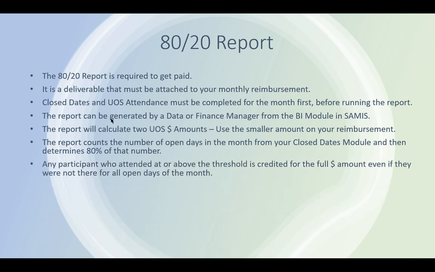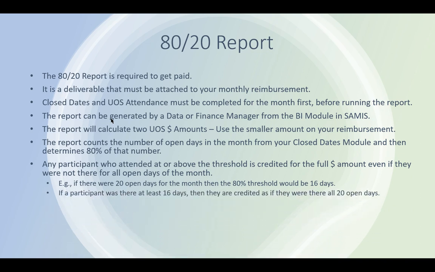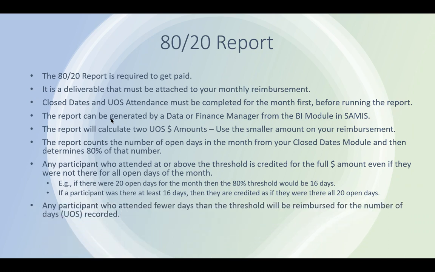Any participant who attended at or above the threshold, or 80% of the open days, is credited for the full dollar amount, even if they were not there for all open days of the month. So in other words, if there were 20 open days for the month in question, the 80% threshold would be 16 days. If a participant was there at least 16 days, then they are credited as if they were there all 20 open days. Any participant who attended fewer days than the threshold will be reimbursed for the number of days units of service were recorded in SAMUS.